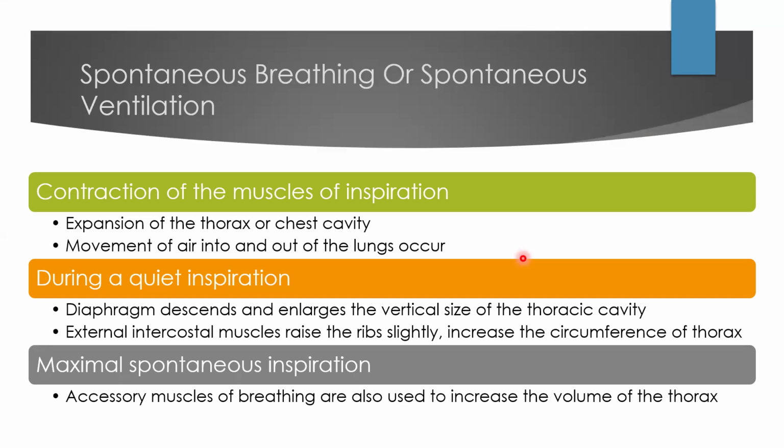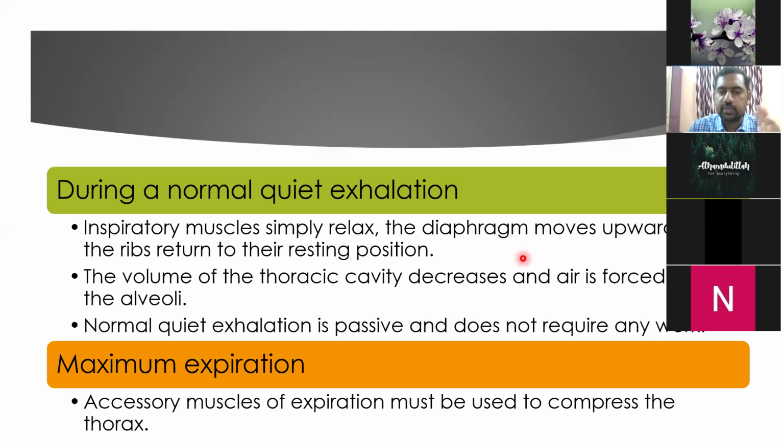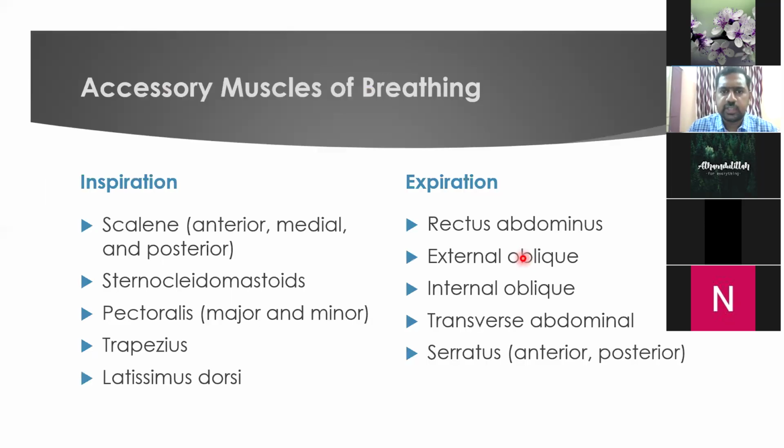The accessory muscles of expiration are used to compress the thorax and the air moves out. These are the accessory muscles of expiration that everyone might know. The inspiratory accessory muscles are usually in the upper part of the thorax: scalene, sternocleidomastoid, pectoralis, trapezius, latissimus dorsi, mainly around the thorax.